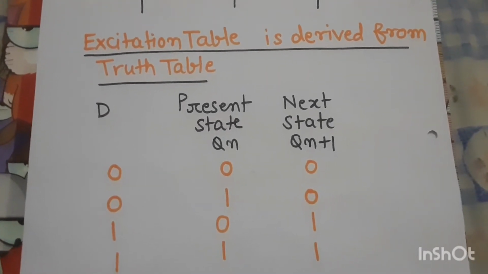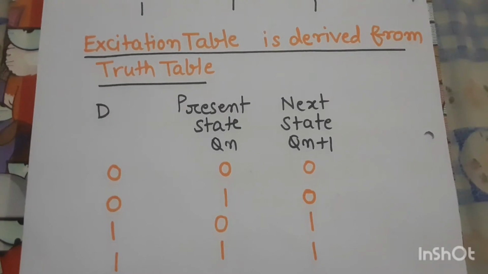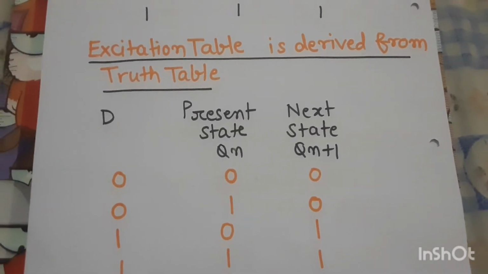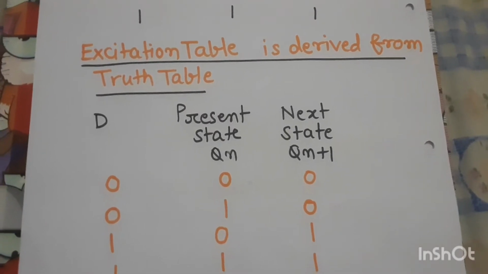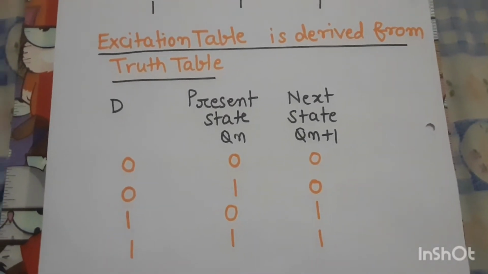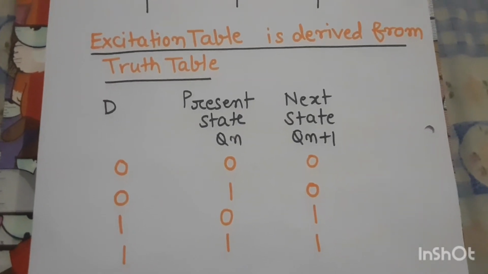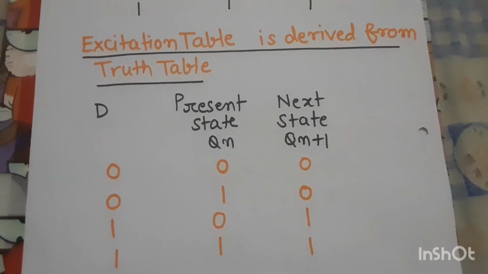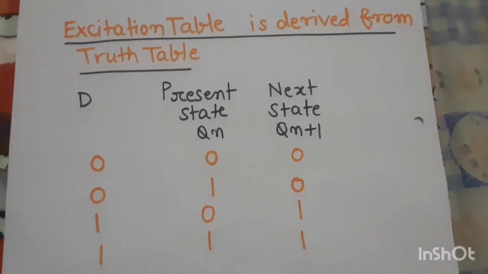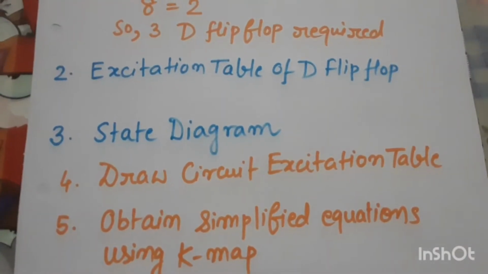So, when the input is 0, present state is 0, next state is 0. When input is 0, present state is 1, next state is 0 only. When input is 1, present state is 0, next state is 1. When the input is 1, present state is 1, next state would be 1. So, this is the truth table of the D flip-flop which is required in order to design the synchronous counter. This table is clear to me.